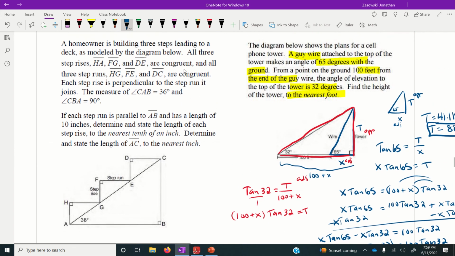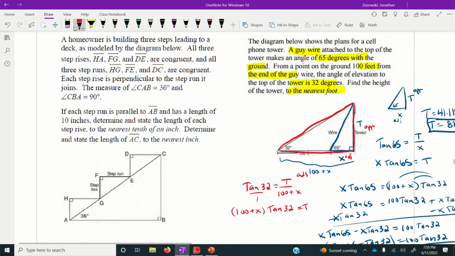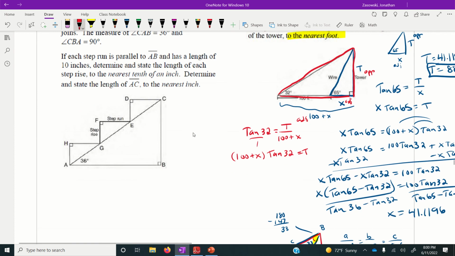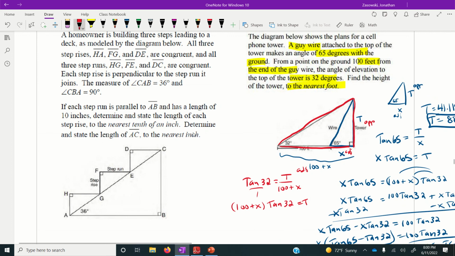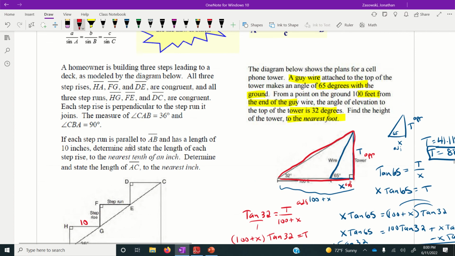All right, last question of the day here. A homeowner is building 3 steps leading to a deck, as modeled by the diagram below. All 3 steps, H, A, F, G, and D, E, are congruent. All 3 steps, H, G, F, E, and D, C, are congruent. Each step rise is perpendicular to the step run it joins. The measure of CAB is 36 and CBA is 90. A lot of stuff going on here. All right. If each step run is parallel to AB, it has a length of 10 inches. All right. So once again, rise over run. So each run is 10 inches. Okay. Determine and state the length of each step rise to the nearest tenth of an inch.